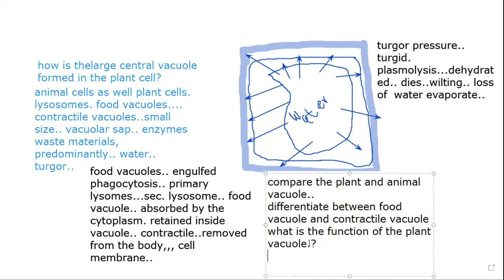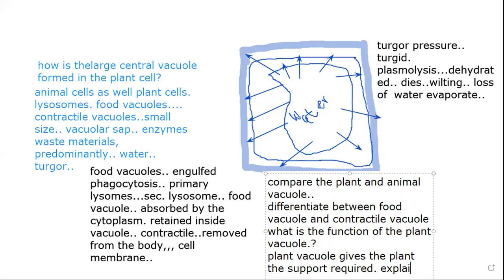फिर उसके बाद, प्लांट वैक्यूल gives the plant the support required. Explain. 3 marks का क्वेश्चन. अब इस किस्म के क्वेश्चंस जो हैं वो आप लोगों को एक्सपेक्ट करने हैं. Now this is all for the topic of vacuoles.